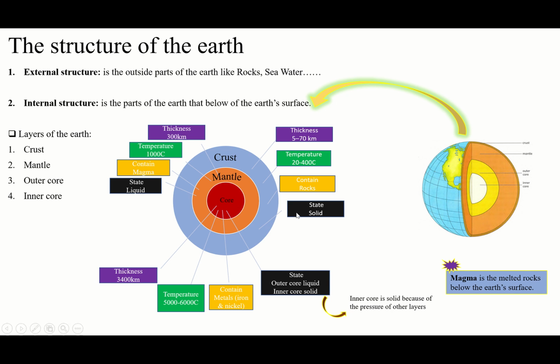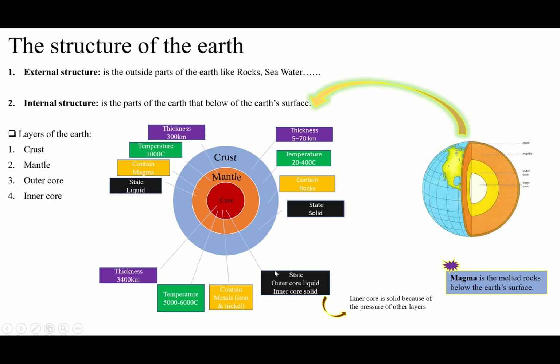So let's see the states. The state of the crust is solid, of course. We said it contains rocks, right? Rock is solid. So if you know what they contain, you can directly know their states. For example, the crust contains rocks, what's the state? Of course, the state of rock is solid. And the mantle contains magma. The state of magma is liquid. I will tell you what magma is first, then you will know why.